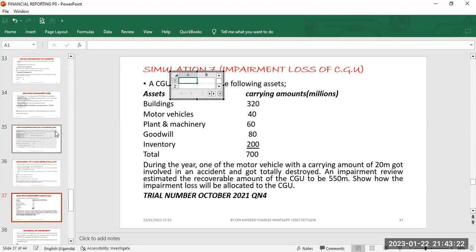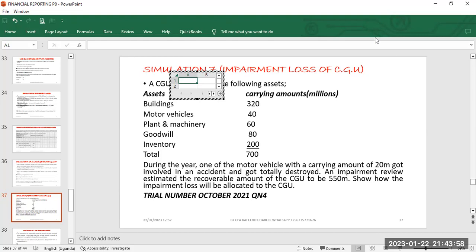Okay, Excel is okay. But now maybe to analyze, we are seeing that we have a carrying amount of 700 million. The recoverable amount we have is 550 million. And when we deduct, the 700 minus the 550, we get 150 million. So our impairment loss is going to be 150 million.